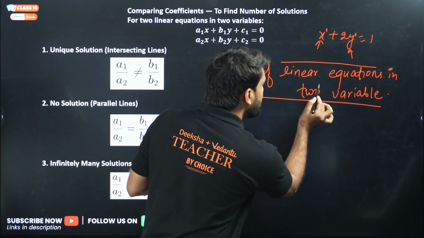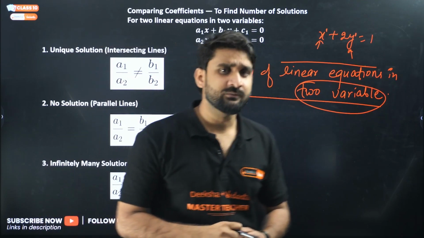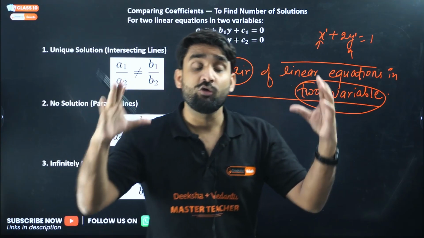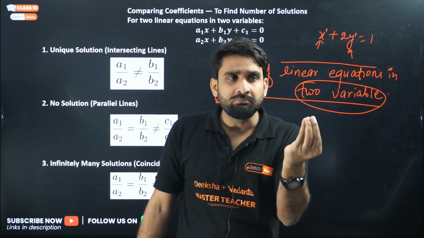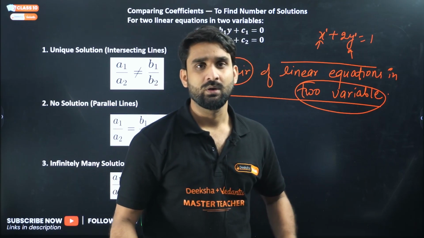Now look at the term two variables. What is called variables? My champions, you all know what variables are. Variables means the thing or the term whose values keep varying according to the situation.